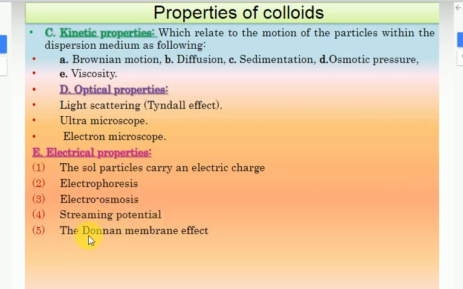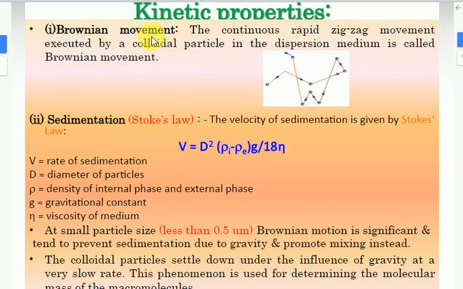Next one is the membrane effect, the Donnan membrane effect. These two are not in our syllabus. These three only we will discuss right now. Let's start. First point is Brownian movement of colloidal particles.